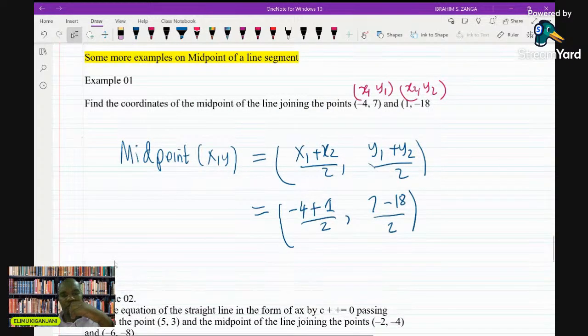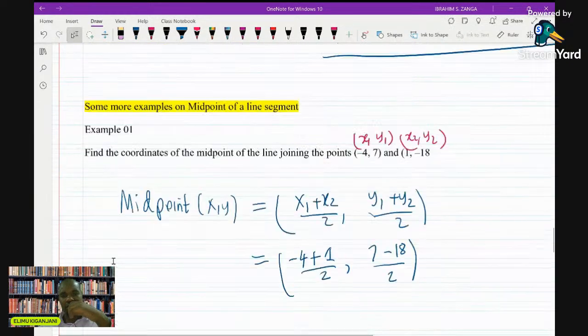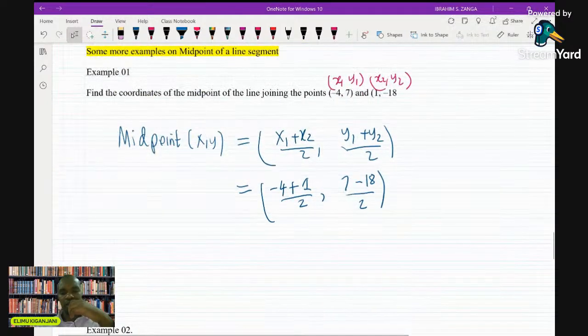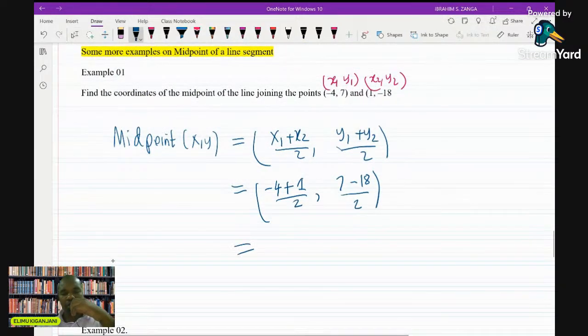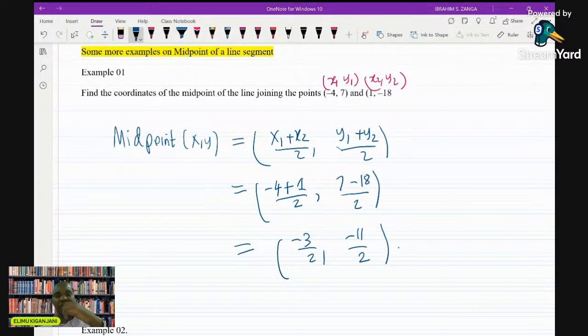So upon solving this question, dear students, we are going to come to the conclusion that here we have -3/2, and 7 minus 18 is -11/2. So that is the midpoint in case you have been given 2 points in a segment.